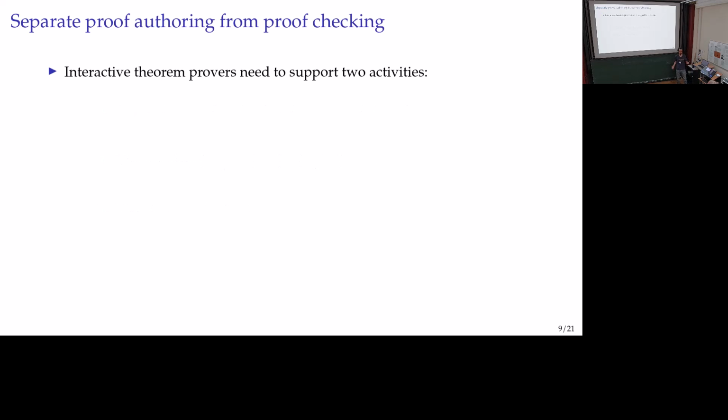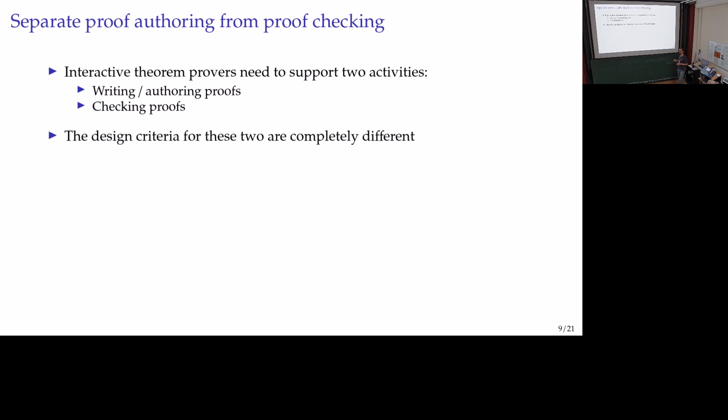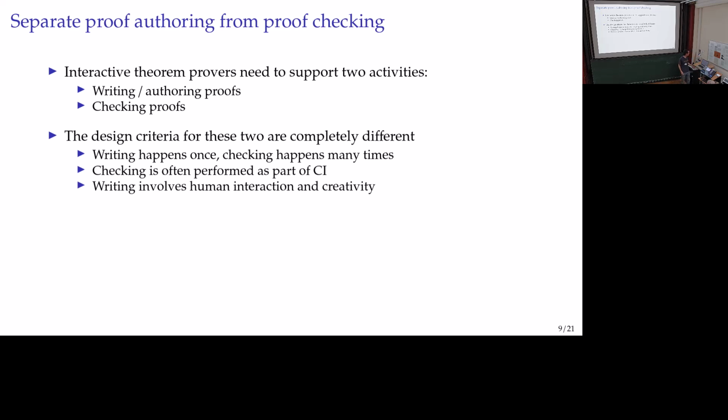Interactive theorem provers fundamentally need to support two different activities. One of them is writing proofs, and the other one is checking them. The design criteria for these are completely different, and it's important that we recognize this. Writing happens once, when you're trying to figure out how to prove a theorem. Checking happens many times. It gets checked into some CI, and then it runs all the time, every day, or on everyone's machine when they download your system and want to check it. So checking is often performed as part of CI. Writing often involves human interaction and creativity.